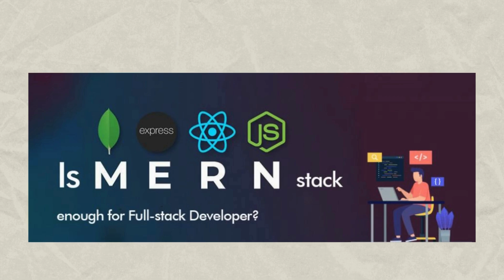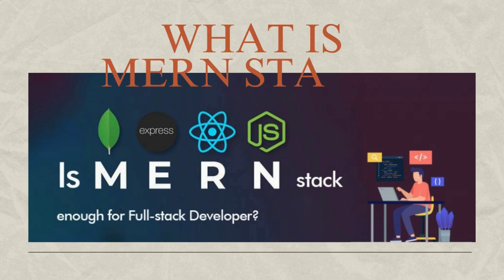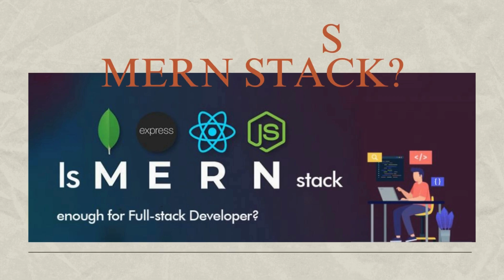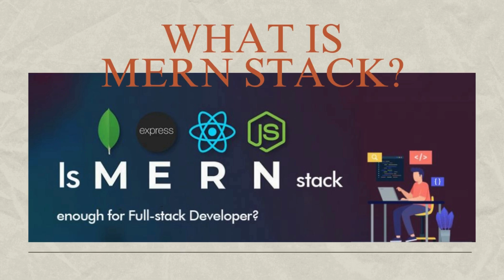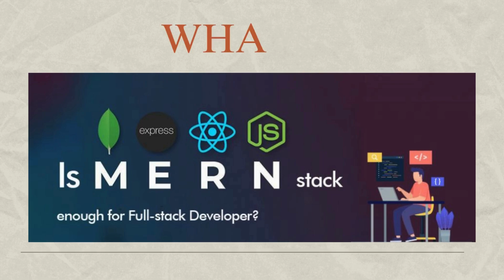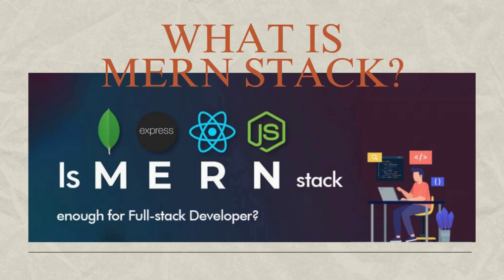MERN Stack is a popular technology stack for building modern web applications. It consists of four powerful tools: MongoDB, Express.js, React.js, and Node.js.